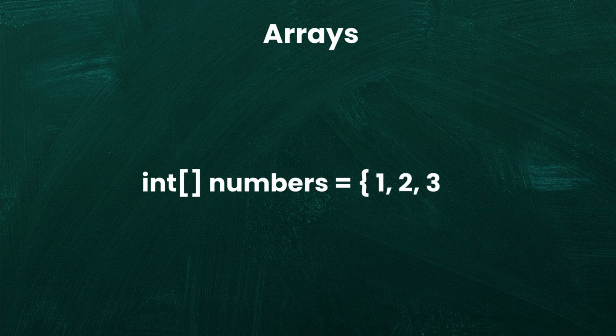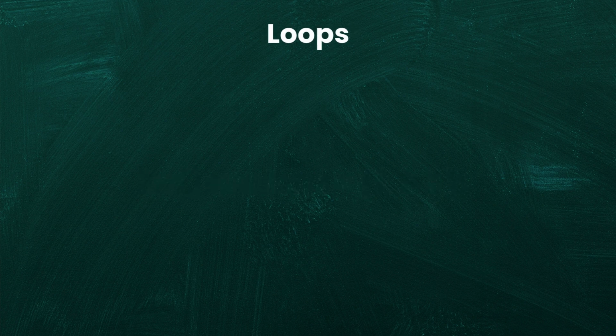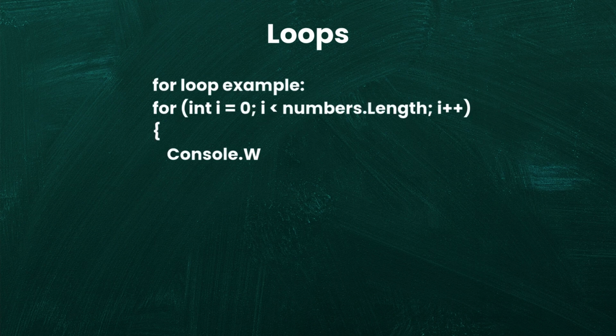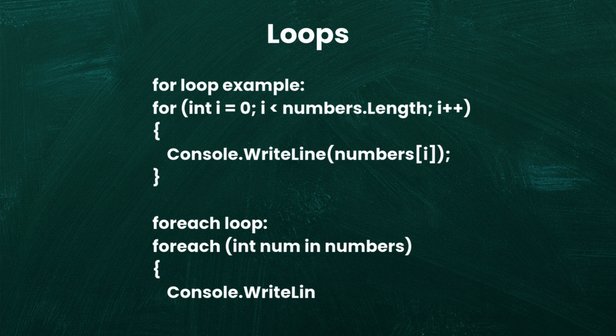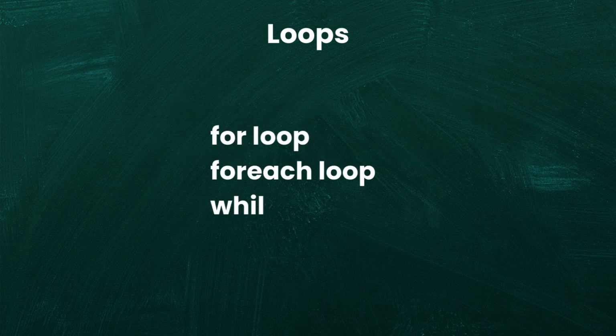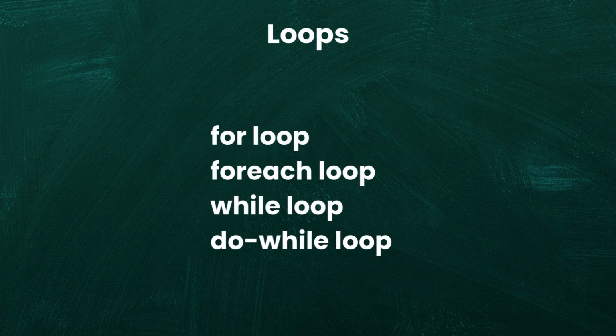Now let's dive into arrays. One of the fundamental data structures in C# is the array. Arrays are used to store multiple values of the same type. One way to work with them is by using loops. Loops are programming constructs used to execute a block of code repeatedly as long as a specified condition is met. There are several kinds of loops, such as the for loop, foreach loop, while loop, and do while loop.